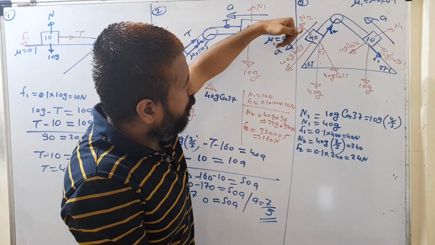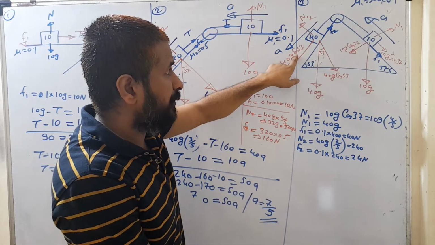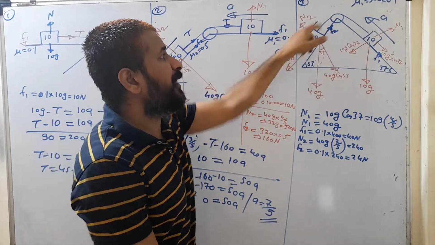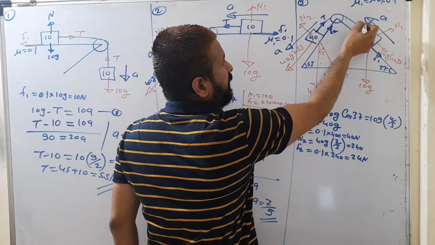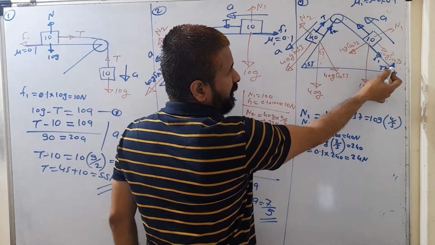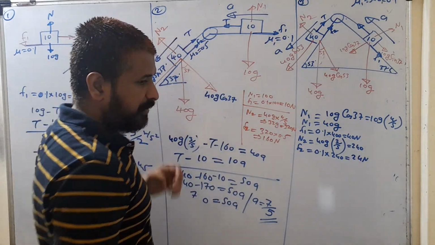So on this block, one force is acting in downward direction, that is 40G sin 53. Against this 40G sin 53, friction and tension on the string, both the forces are acting in upward direction. Here T is acting in upward, but downward two forces are there, the component of this weight and the frictional force. So now write the equation for the bigger block.